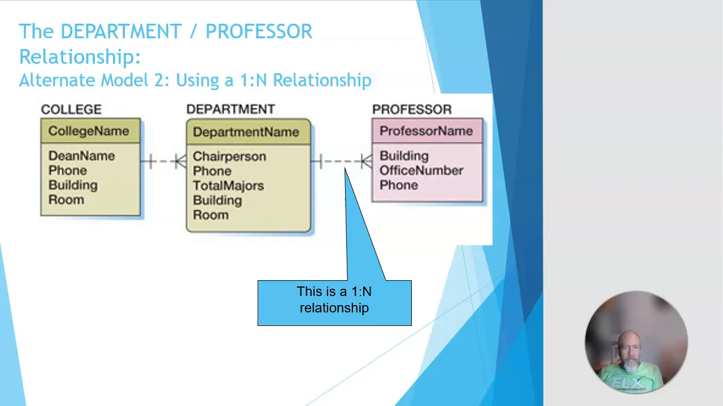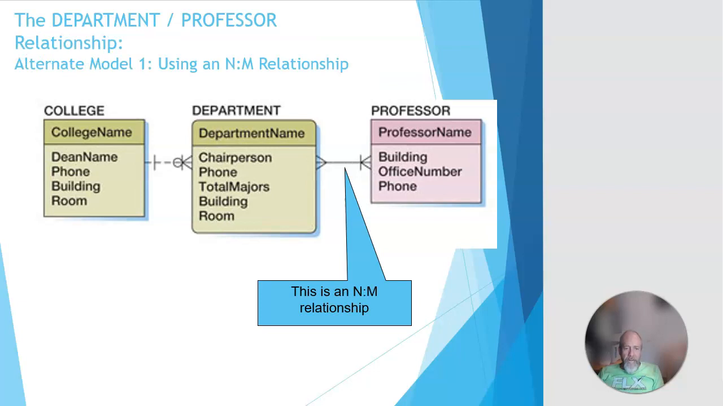Another possibility is just to say many professors are associated with a single department, a 1 to N relationship. Now, which one do we use? Well, this has a lot to do with the business case. The N to M relationship is definitely more complex to manage in tables and in the ERD. Well, the ERD doesn't look that much different because it's just a single line versus a multi-line. But when you actually build a database around this model, it is more complex to do the multiple in there.